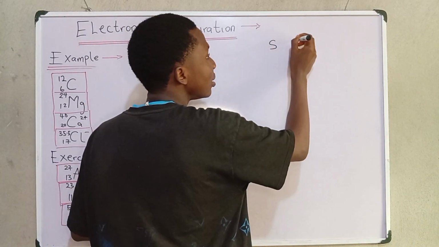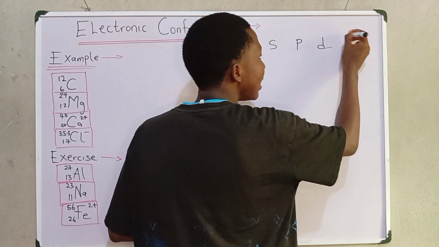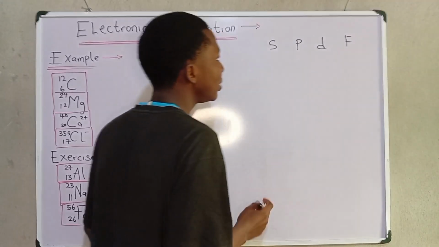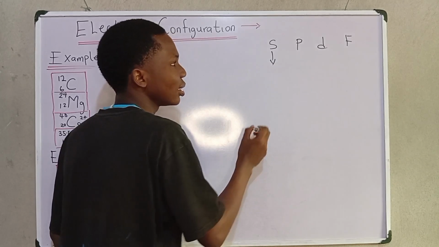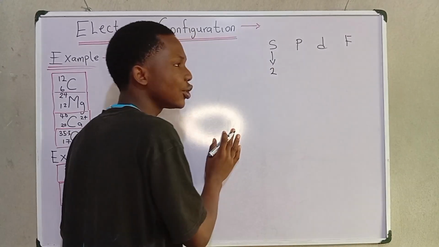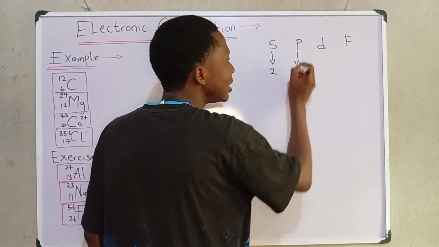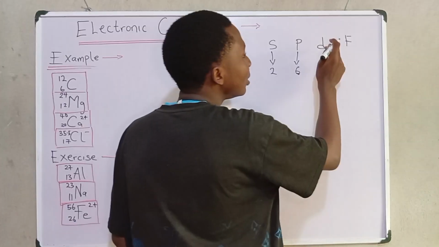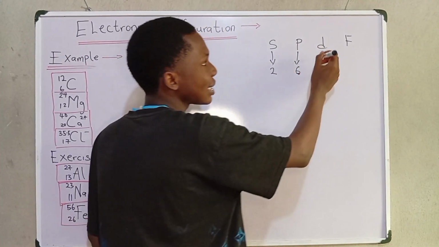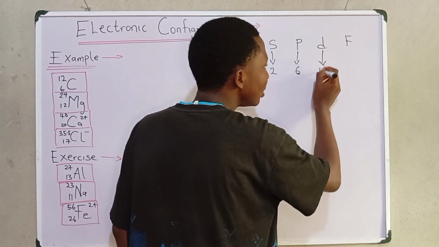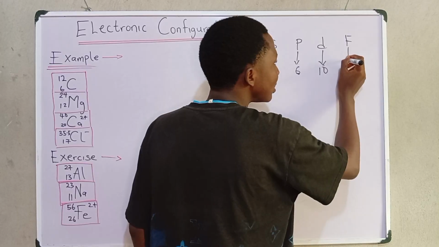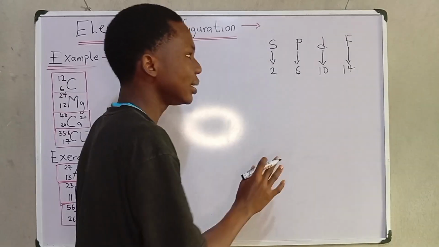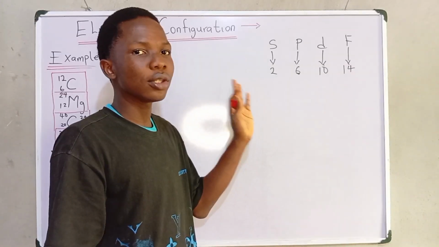S, P, D and F. They are orbitals. Now, in each of these orbitals, the first one, which is S, accepts only 2 electrons. Now, the second one, which is P, accepts only 6 electrons. Now, the third one, which is D, accepts 10 electrons. And now, the final one, which is F, accepts 14 electrons. Now, this is the first thing you have to know. Make sure you don't forget this.